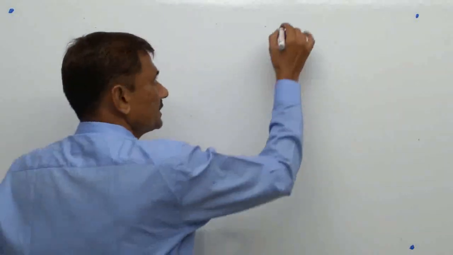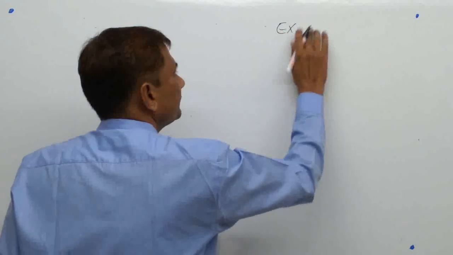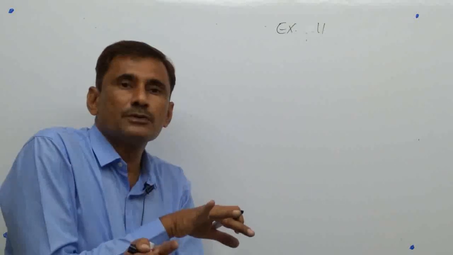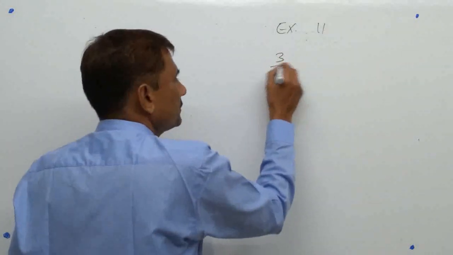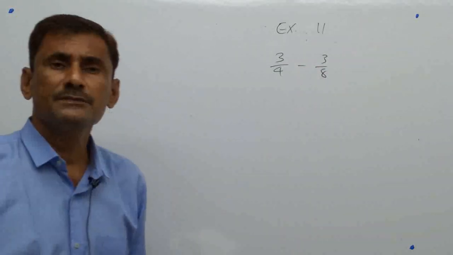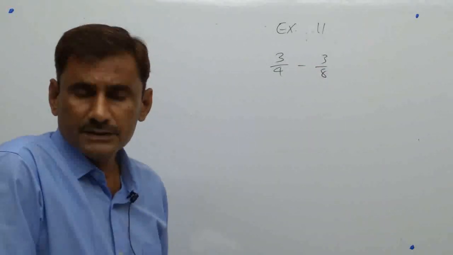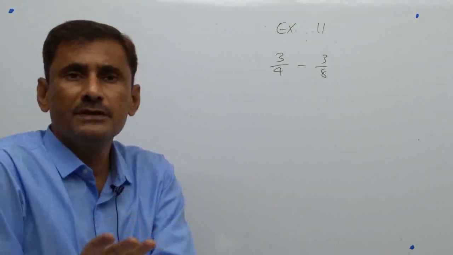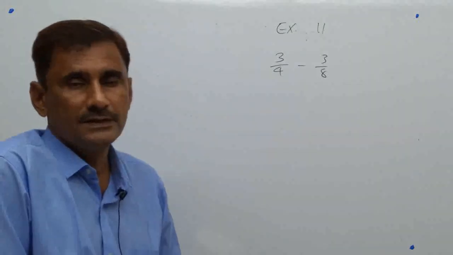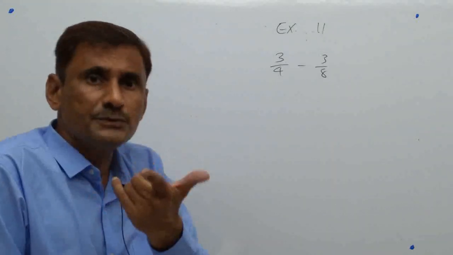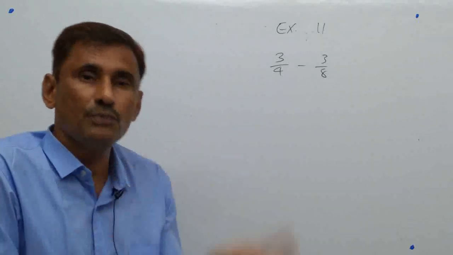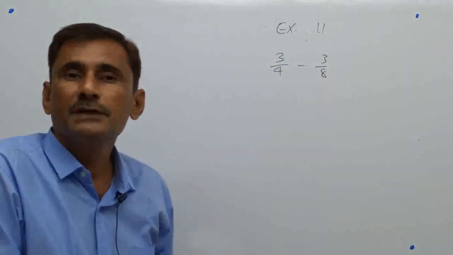Okay, so understand, 3 by 8 should be subtracted from 3 by 4. So the sequence should be opposite: 3 by 4 minus 3 by 8. Understand well. Sometimes students make a mistake here, just keeping the sequence as given and writing only a minus sign in between. That is not right, because that is quite the opposite, since we want 3 by 8 to be subtracted from 3 by 4.